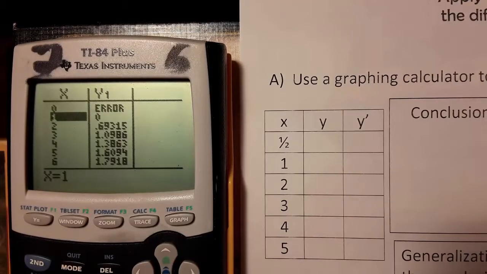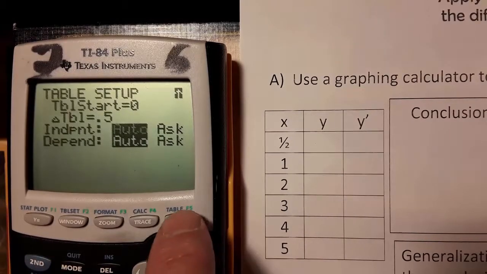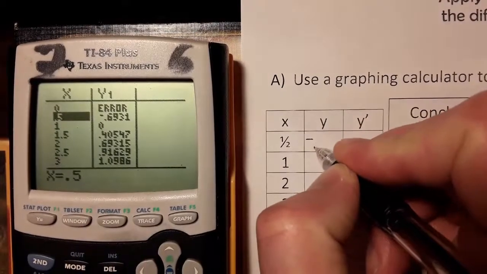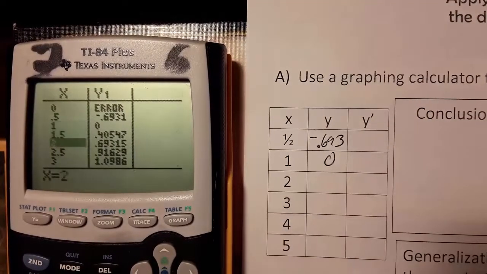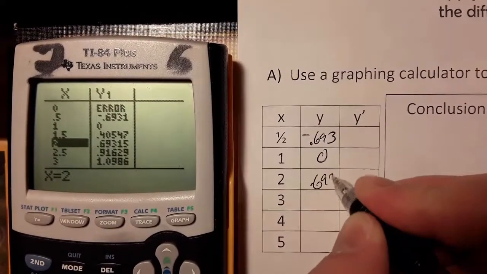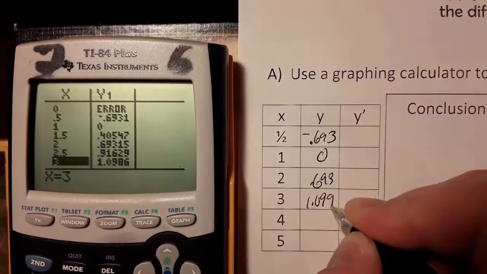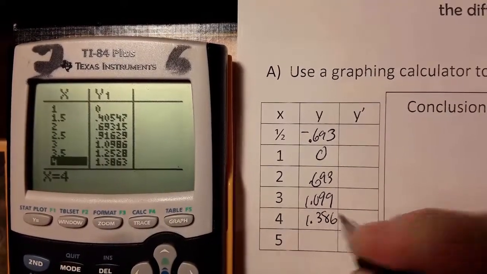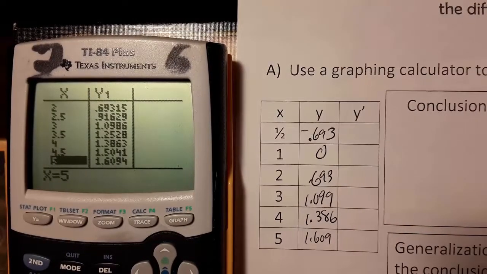Oh, shoot, I'm supposed to get a half. Fine. Back to table set. We'll count by halves. And then go to second F5. So at 0.5 we get like a negative 0.693. At 1 we get 0, and so on. I can just kind of highlight some things I need. That's not the hard part.